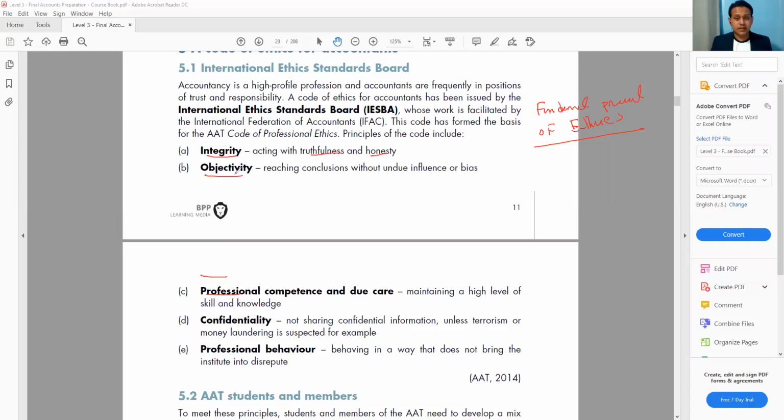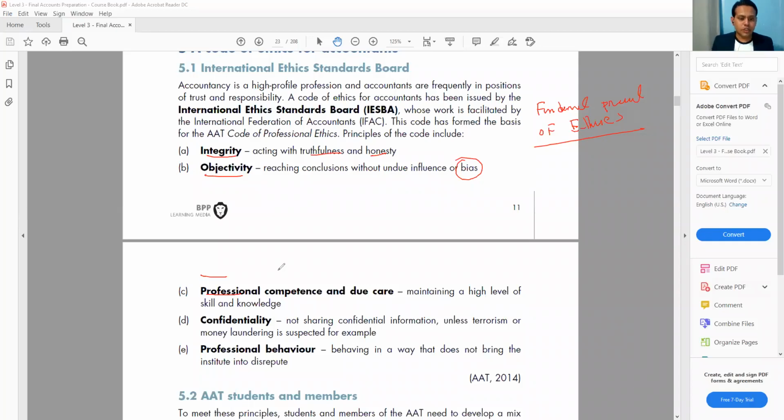Then objectivity: you cannot be biased. For example, you don't give a favor to one person over another. Let's say your friend is waiting in the queue, and you say, you don't have to be in the queue because you are my friend. Or let's say your family member needs to do something, and you say, okay, you don't have to come, whether it is right or wrong, I'll do that for you. So you cannot be biased. You have to be always fair to everyone.